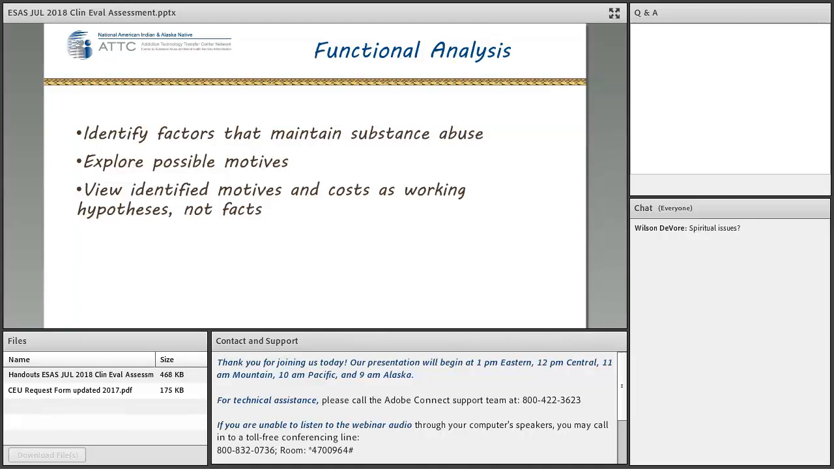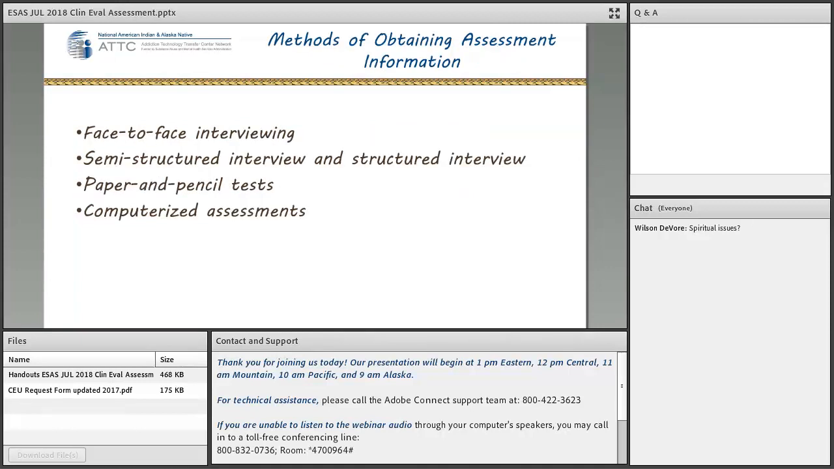Explore their possible motives. Identify motives and costs as a working hypothesis, not facts. So depression. Okay, look at depression. Alcohol is a depressant, so is it actually making matters worse? Has there been a recent breakup, divorce, or loss of loved ones? Reliance upon a crutch or coping tool like this may lead to consequences. Maybe they're relying upon the use to help them through that. But remember, this can also lead to more problems with the use.